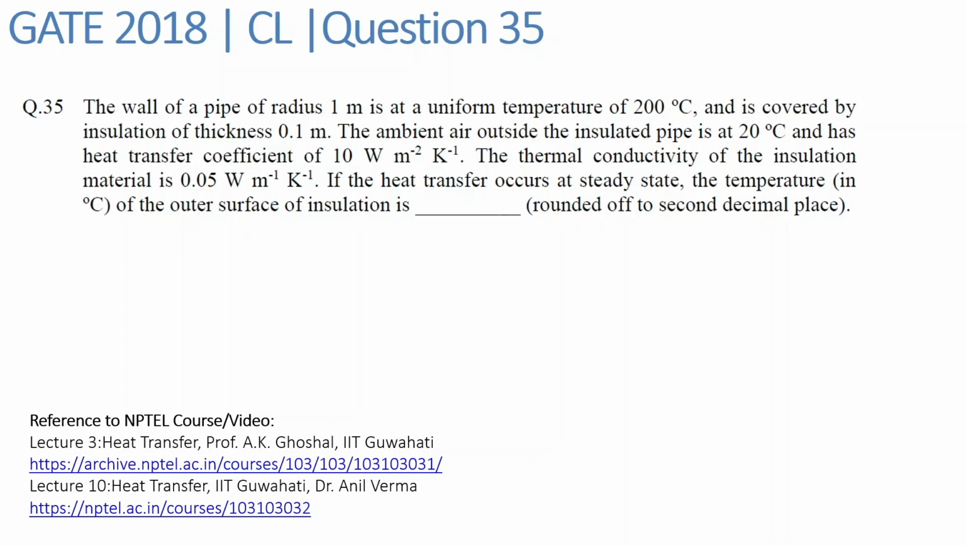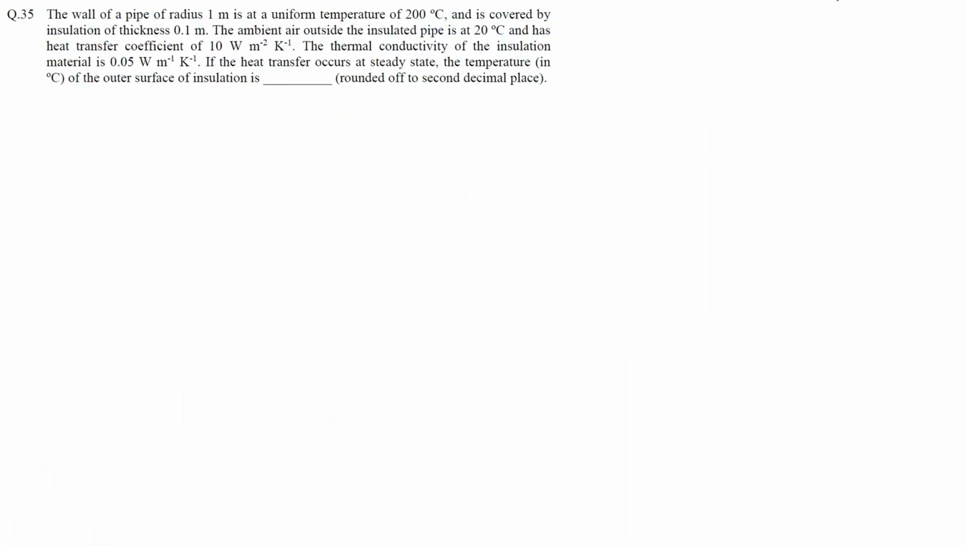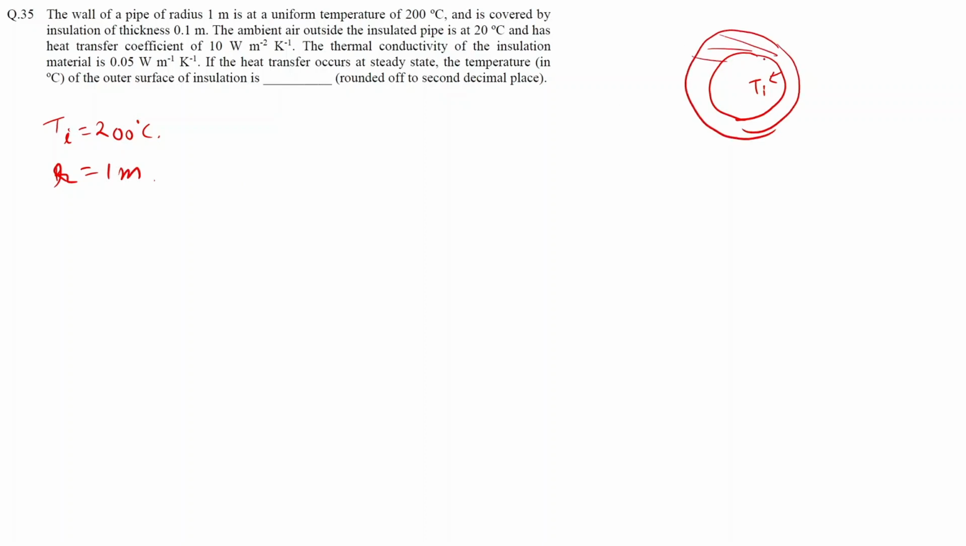So for the given system of cylinder and insulation, we have to find the temperature at the outer surface of insulation. The general schematic will look somewhat like this. So here we are having the pipe, and the internal temperature we have been given, Ti, that is 200 degrees Celsius, and radius R is 1 meter. And then we are having an insulation. The thickness of insulation we have been given as 0.1 meter.